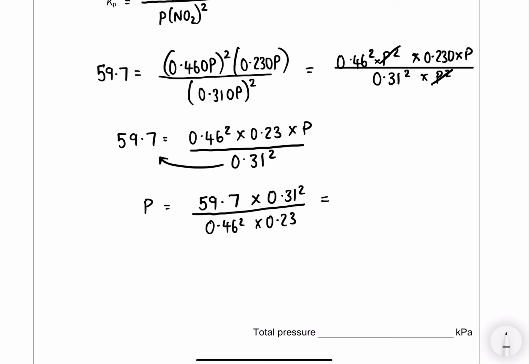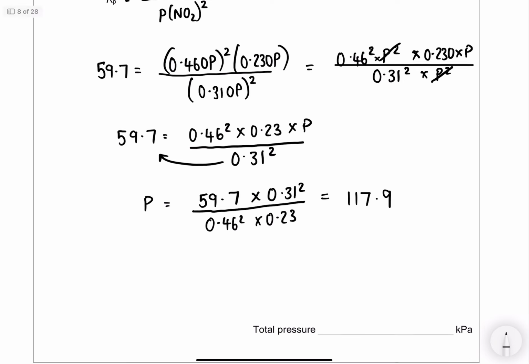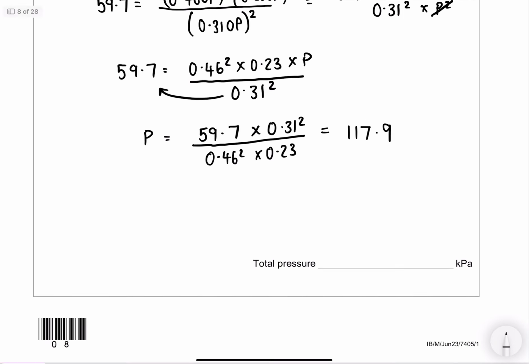So using our calculator, put those numbers in. And the calculator is giving me an answer of 117.88. I'm going to round that to 117.9 or 118. Either would probably be fine here.